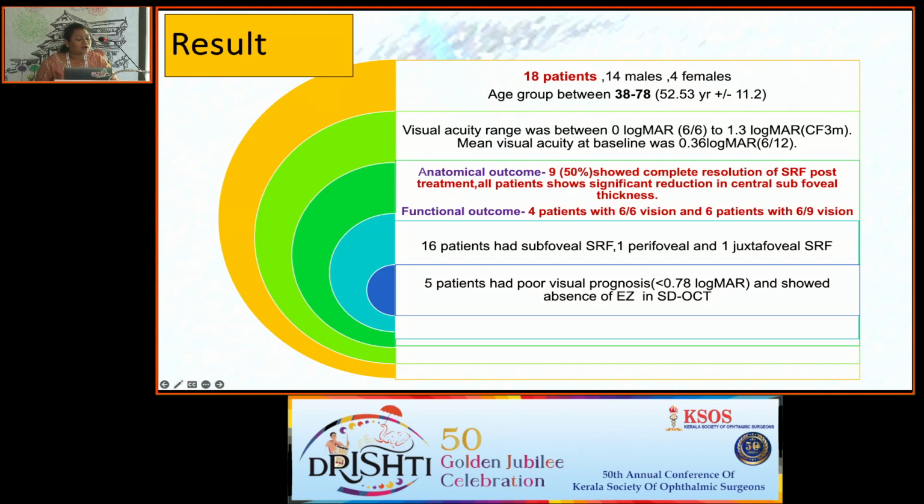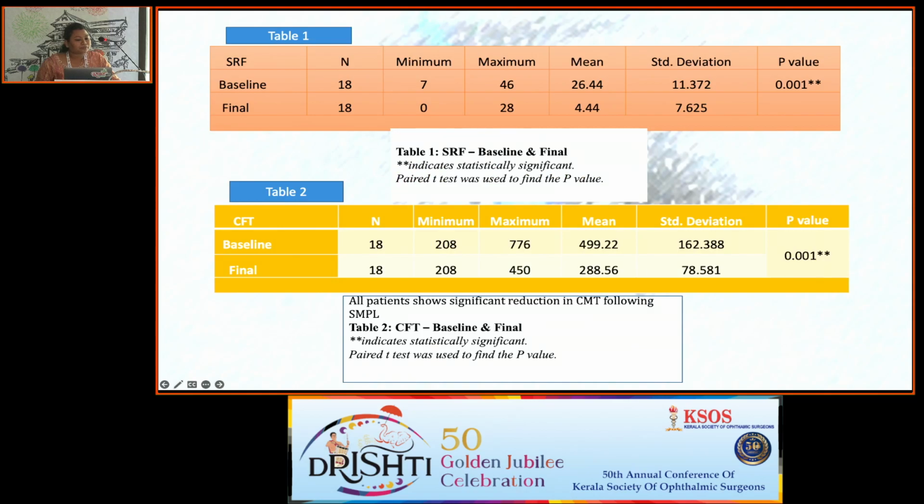The anatomical outcome of our study is 9 showed complete resolution of SRF post-treatment, and all patients showed significant reduction in central subfoveal thickness. And the functional outcome of our study is 4 patients with 6/6 vision and 6 patients with 6/9 vision. And 16 patients had subfoveal SRF, 1 perifoveal, 1 juxtafoveal SRF. 5 patients had poor visual outcome and showed absence of ellipsoid zone. Our study shows a statistically significant reduction in SRF and central subfoveal thickness following subthreshold micropulse laser therapy.